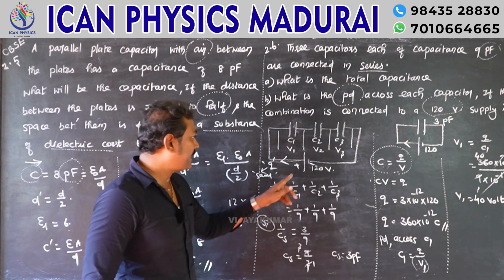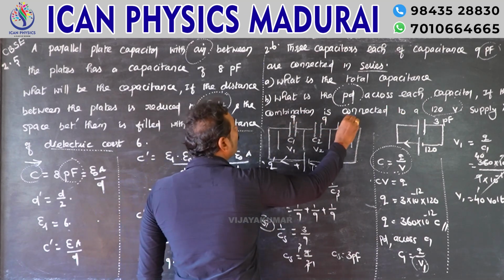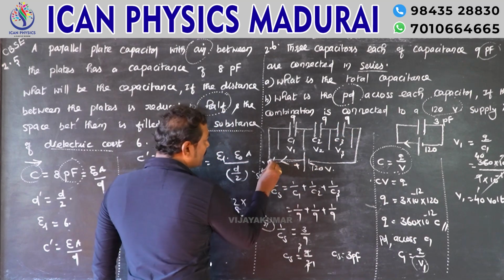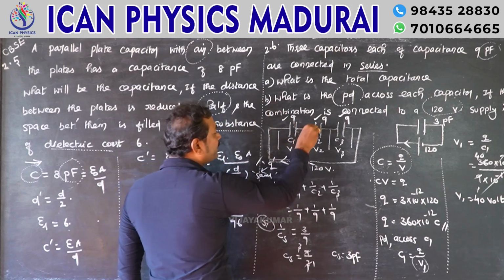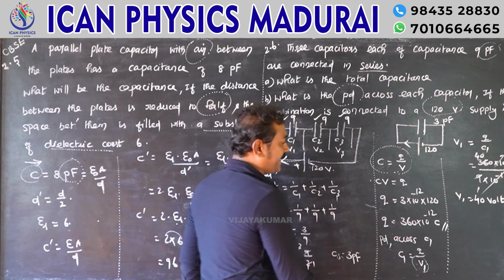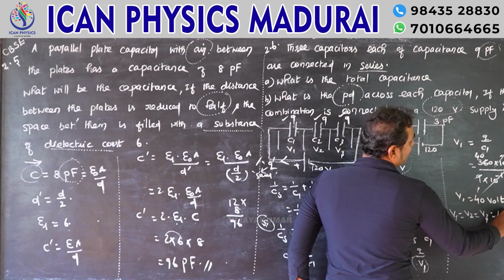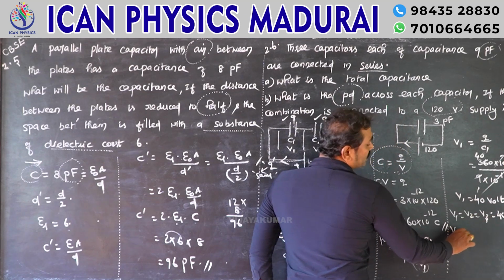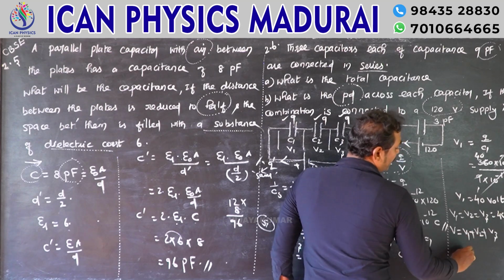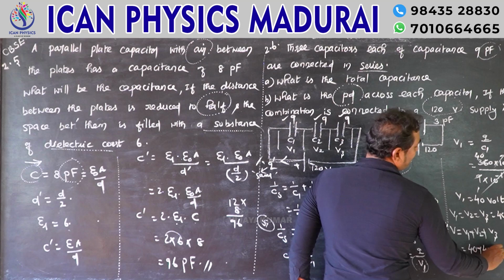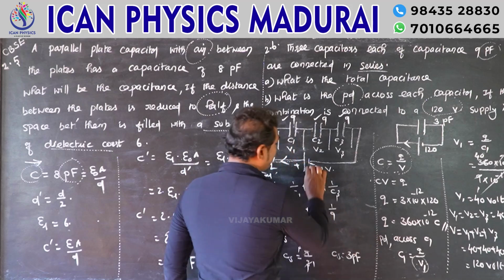Look at the diagram. C1, C2, C3 are of 9 picofarad. Here the charge is also the same. So the capacitance is the same, the charge is the same, so the potential drop across each one is also the same. So V1 equal to V2 equal to V3 equal to 40 volts. Otherwise, the total potential equal to V1 plus V2 plus V3, that is 40 plus 40 plus 40 equal to 120 volt, the net voltage.